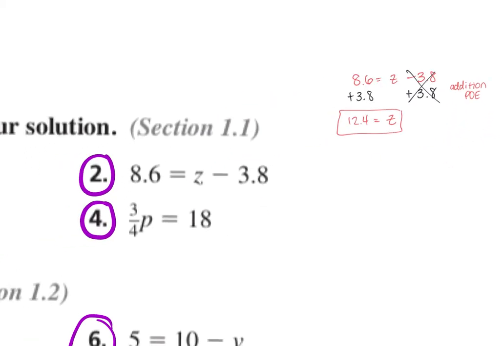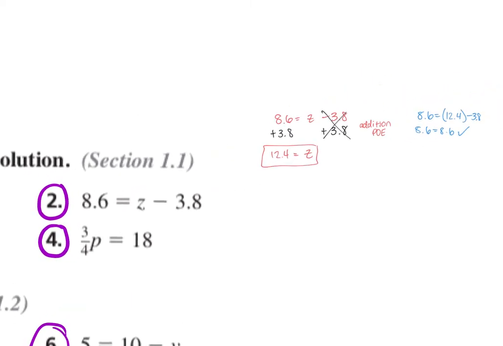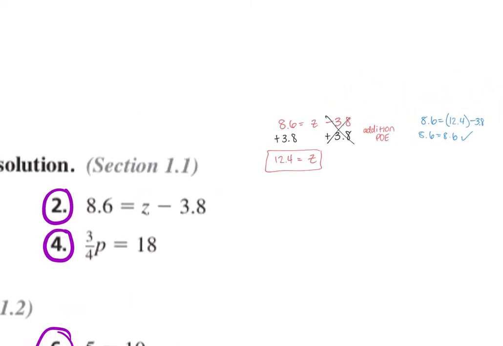All right, so our next problem is 3 over 4p equals 18. 3 over 4p equals 18.